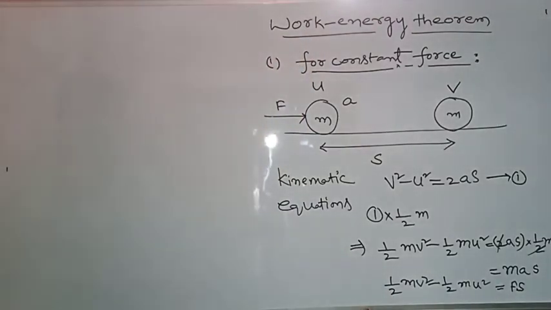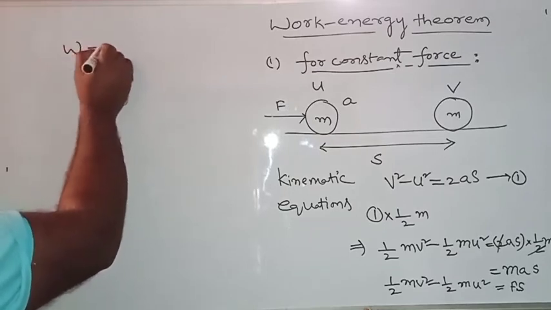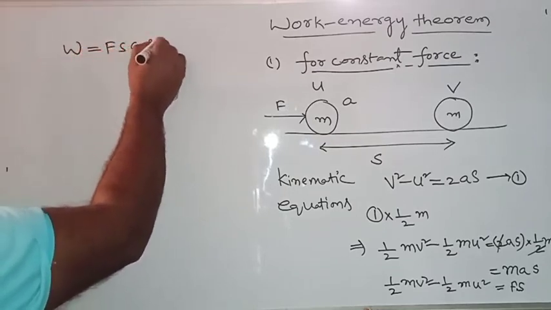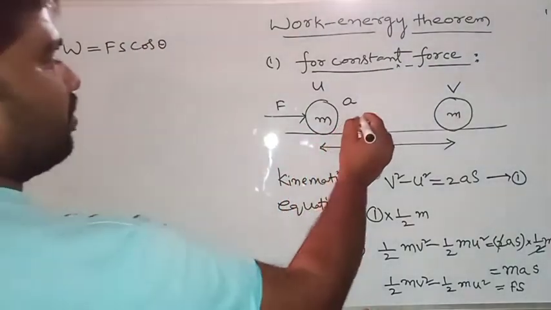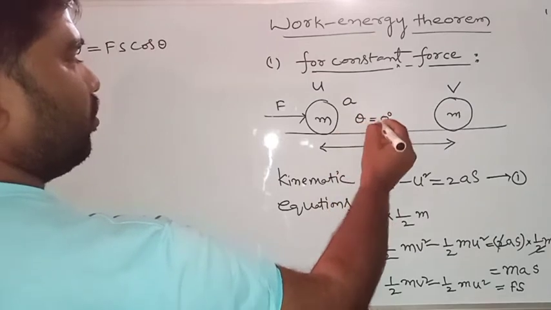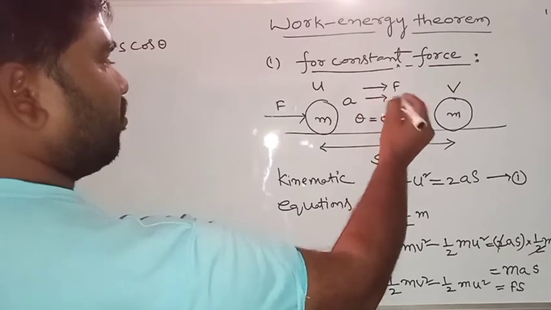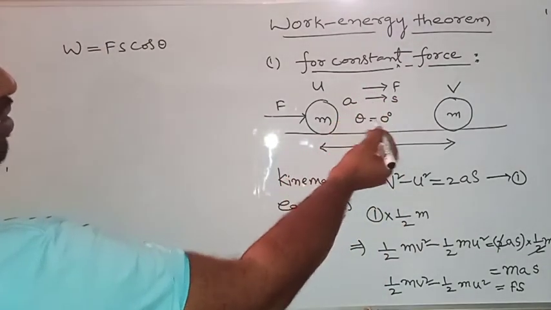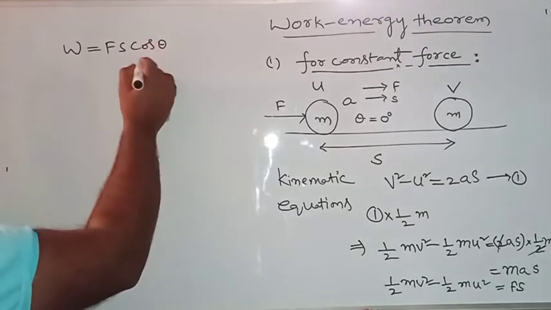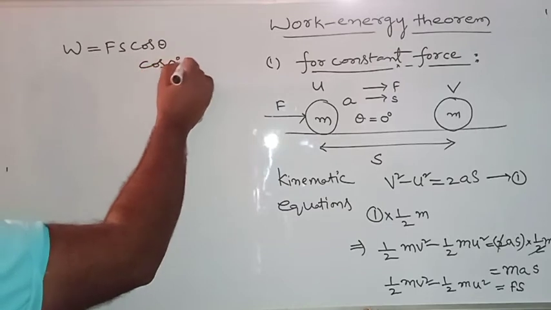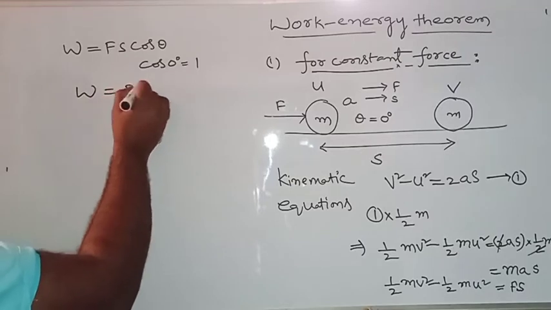But what do we know? What is the work done formula? W equals F s cos theta. Here the object is displaced along this direction, and theta is 0 degrees because the force is acting along this direction and the displacement is also along this direction. The angle between them is 0 degrees. So cos theta is cos 0, which is equal to 1. So work done W equals F s.